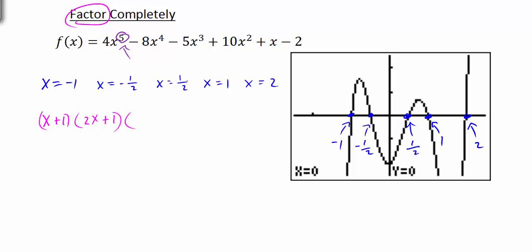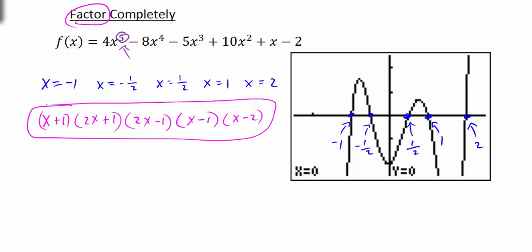And the same thing for x equals a half. You're going to multiply by 2, so you get 2x equals 1. But now you need to subtract the 1 over, so that becomes 2x minus 1. And then, of course, you get x minus 1 as a factor, and then x minus 2. So here we have completely factored our polynomial.